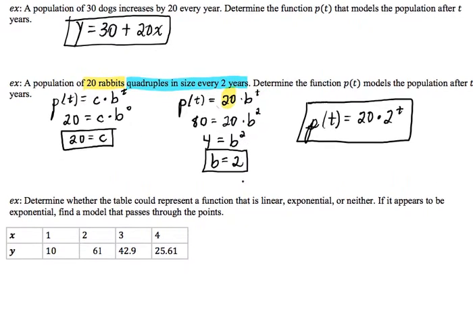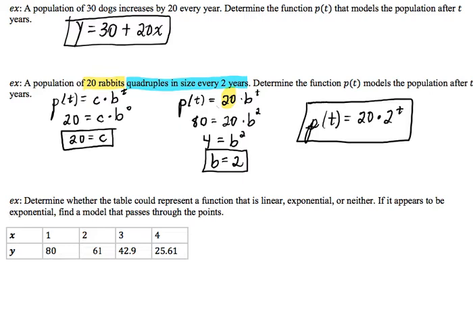Okay, and here's another one. Determine whether the table could represent a function that is linear, exponential, or neither. And if it appears to be exponential, we're going to find a model that passes through those points. Now I've actually got a little typo here. That should say 80 as my first point. Let's go ahead and correct that there. Okay. So let's see. One way to see is if it's decreasing by a constant multiplicative amount each time. So, for example, if we were dividing by 2 each time with each equal increment in x, it would be exponential. Well, it's kind of hard to tell with these numbers.